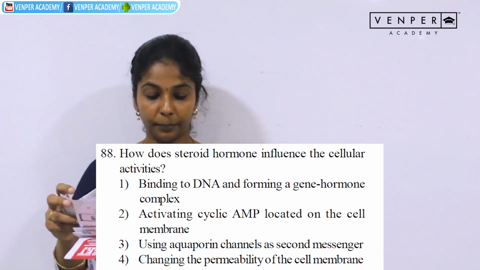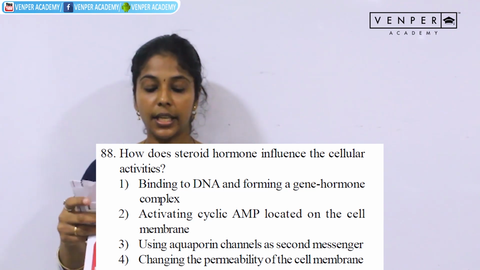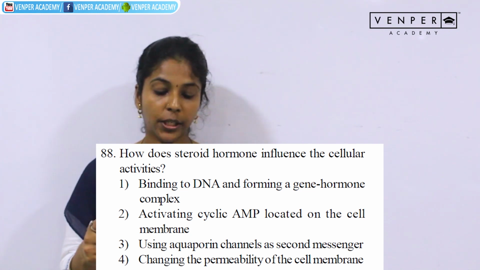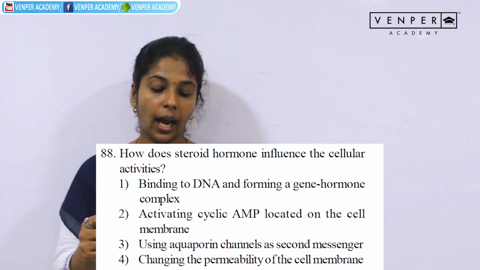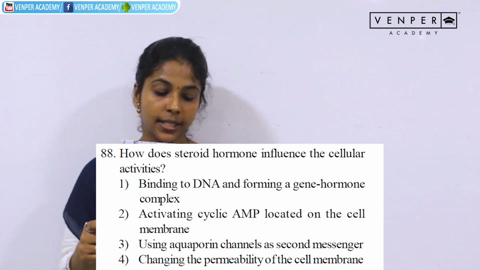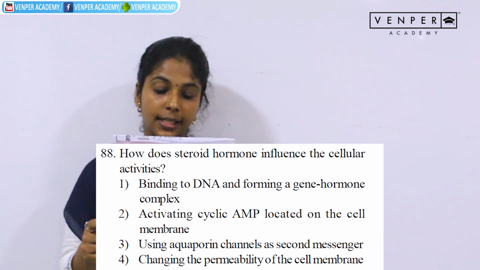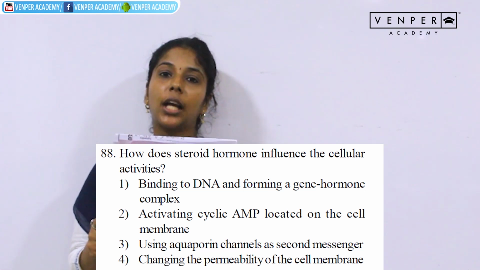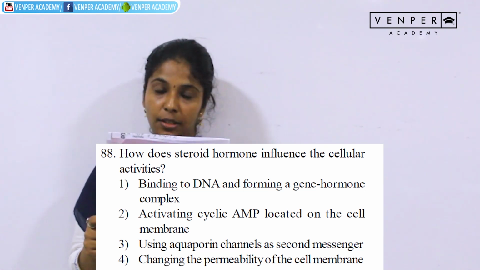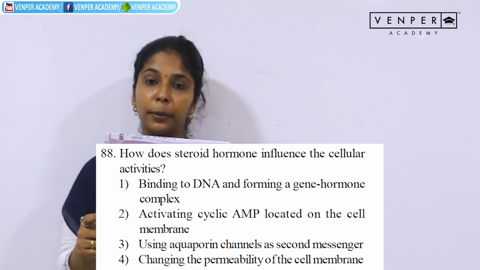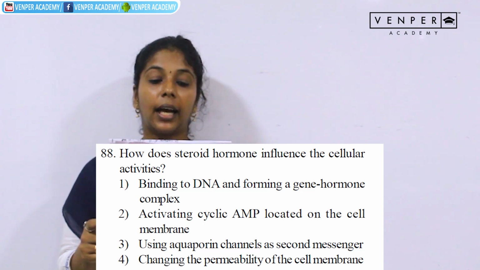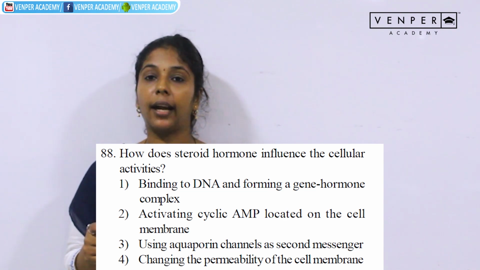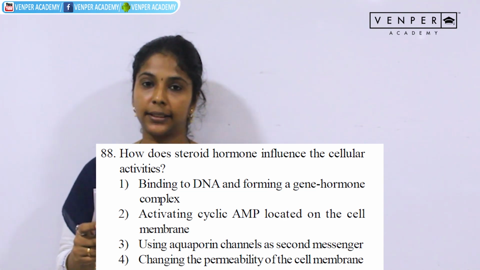Question number 88. How does steroid hormone influence the cellular activities? The options are 1, binding to DNA and forming a gene hormone complex. 2, activating cyclic AMP located on the cell membrane. 3, using aquaporin channels as second messenger. 4, changing the permeability of the cell membrane. The correct answer for this question is option 1. Binding to DNA and forming gene hormone complex.